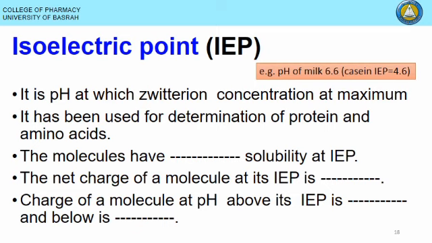Here we have some homework examples about the application of the isoelectric points. Fill in the blanks: the molecules have blank solubility at their isoelectric points. So when the pH is equal to the isoelectric point, what happens to the solubility of the molecule? What is the net charge of the molecule at its isoelectric point? And what is the charge of the molecule at pH above the isoelectric point and below the isoelectric point?